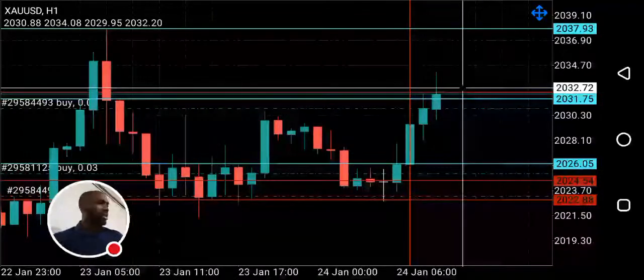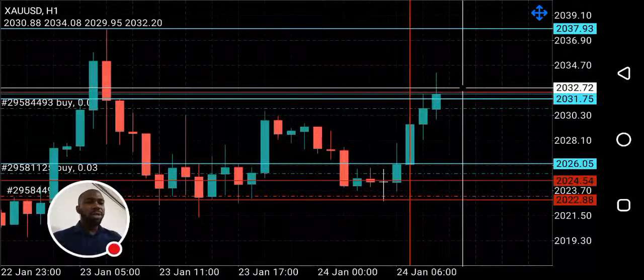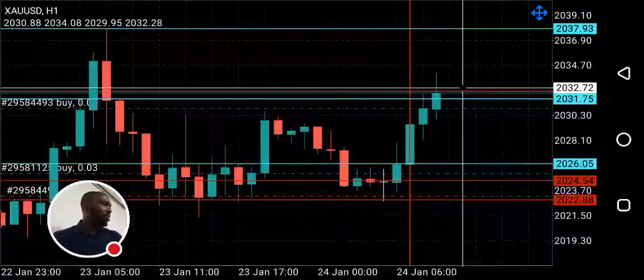Yes, it's daily analysis. But weekly too, like I said, gold, GBP USD, and Australian dollar USD are bullish for the week.